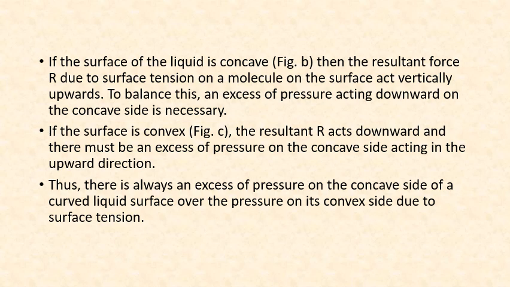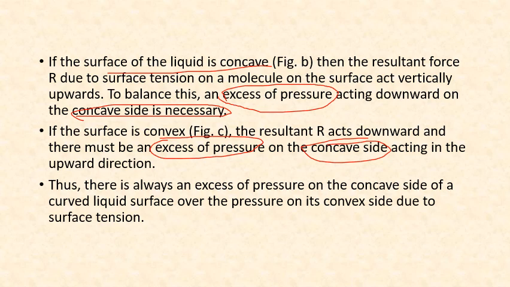As you can see here, if the surface of the liquid is concave, then the resultant force due to the surface tension on a molecule on the surface acts vertically upward. To balance this, an excess of pressure acting downward on the concave side is necessary. That is, the excess pressure will be on the concave side. Similarly, for figure C also, excess pressure will be on the concave side. Thus, we can conclude that there is always an excess of pressure on the concave side of a curved liquid surface over the pressure on its convex side due to the surface tension.